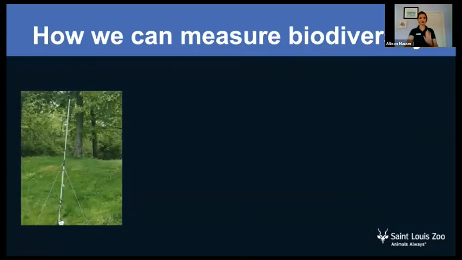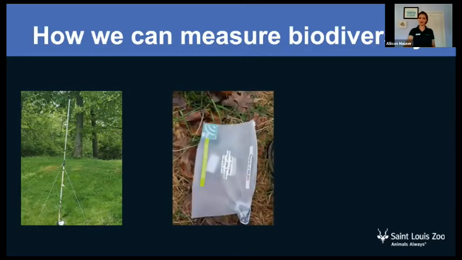Our first way is with this device. It doesn't look like much, but this is a recording device to track bats. This can pick up those high frequencies that bats use when they echolocate so that we know if they're flying around. So that's one way we can track some animals. Another way is by a different kind of recording device.